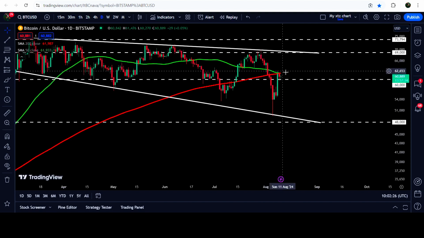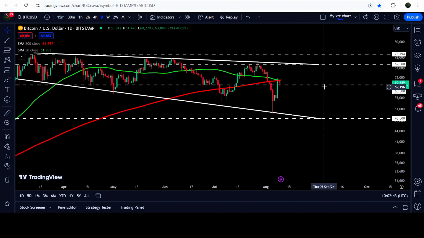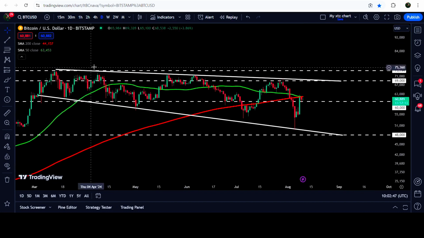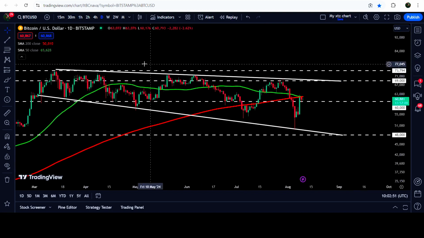So this time you can see that the price, for almost 3 days, for the past 3 days, is trying to break out these two simple moving averages. And once Bitcoin is able to break out these two simple moving averages, then I'm expecting an imminent move up to the resistance of this broadening falling wedge pattern. And if the price breaks out the resistance of this broadening falling wedge pattern, then the technical target for this breakout will be here at $73,794. That is the top of this broadening falling wedge pattern.